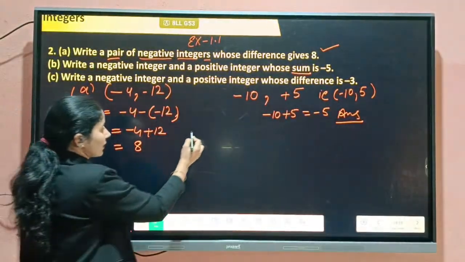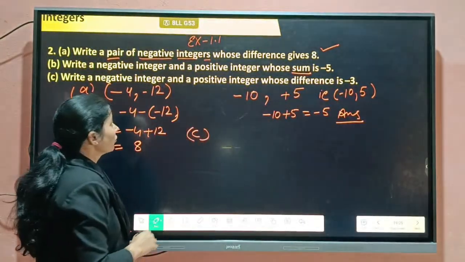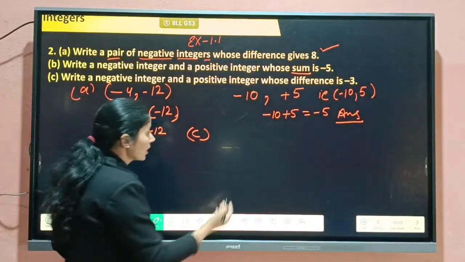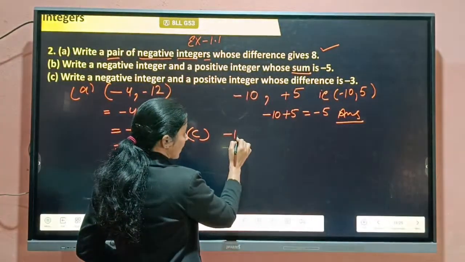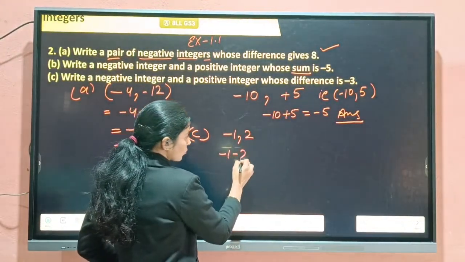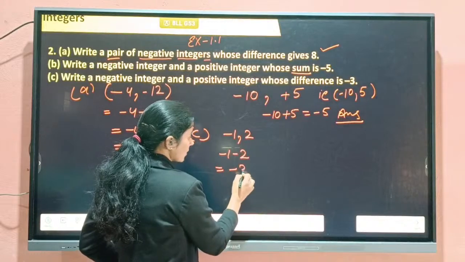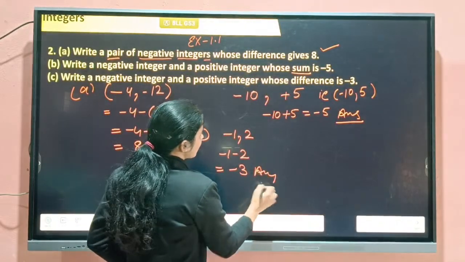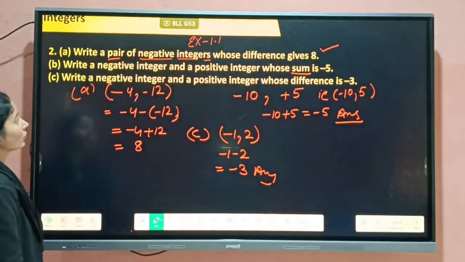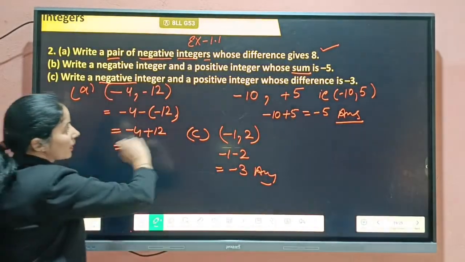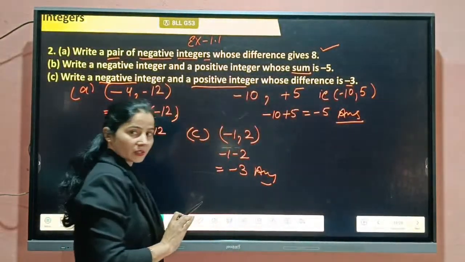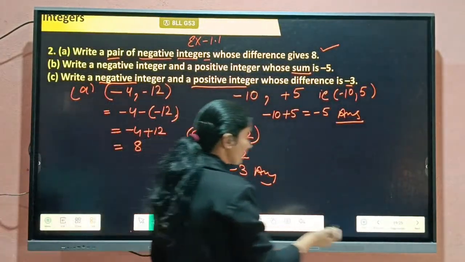What is the C part? Write a negative integer and a positive integer whose difference is minus 3. One integer should be negative and the other should be positive, and if I subtract these two integers, then my answer is minus 3. So you can write minus 1 and 2. One negative integer and one positive integer whose difference is minus 3. So question number 2 is completed.